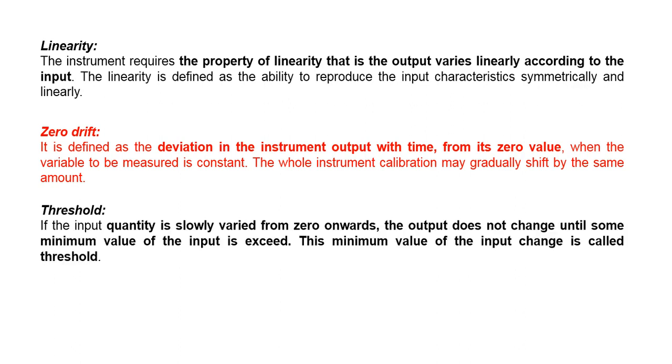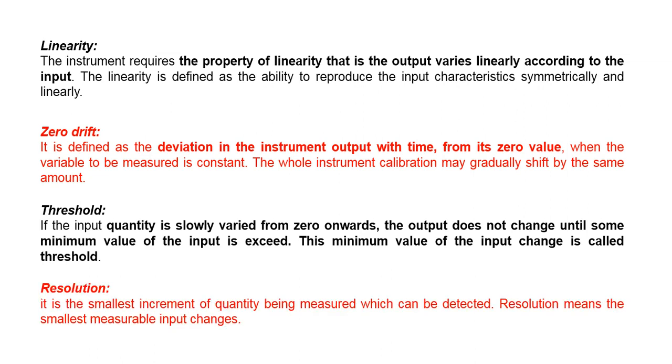Threshold. If the input quantity slowly varies from 0 onwards, the output doesn't change until some minimum value of input is exceeded. That is the threshold. So the minimum value of an input change is called a threshold.